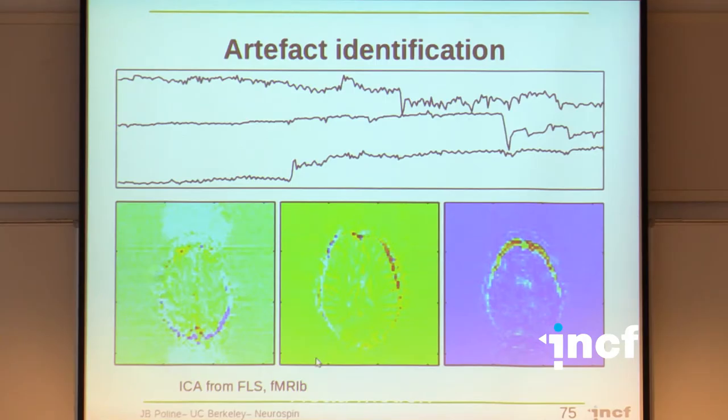So there's a lot of artifacts. The subject is moving, and we can't correct properly for that. We can't even estimate properly the movement because it's a slice by slice acquisition, and the subject is not moving only after one brain has been acquired. It's moving all over the place. So that's an example of movement artifacts.